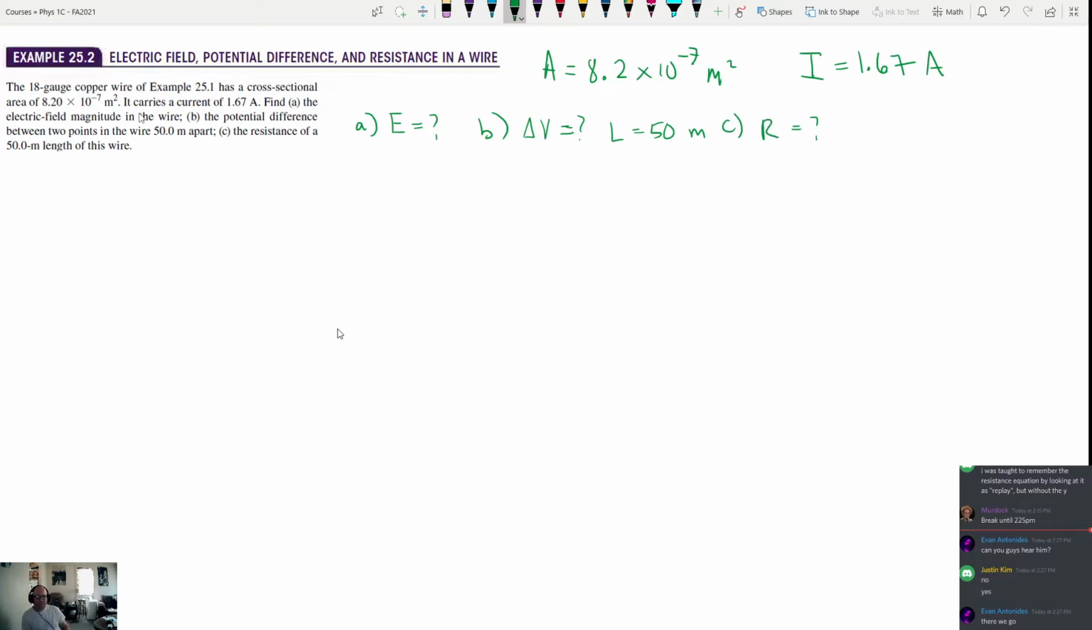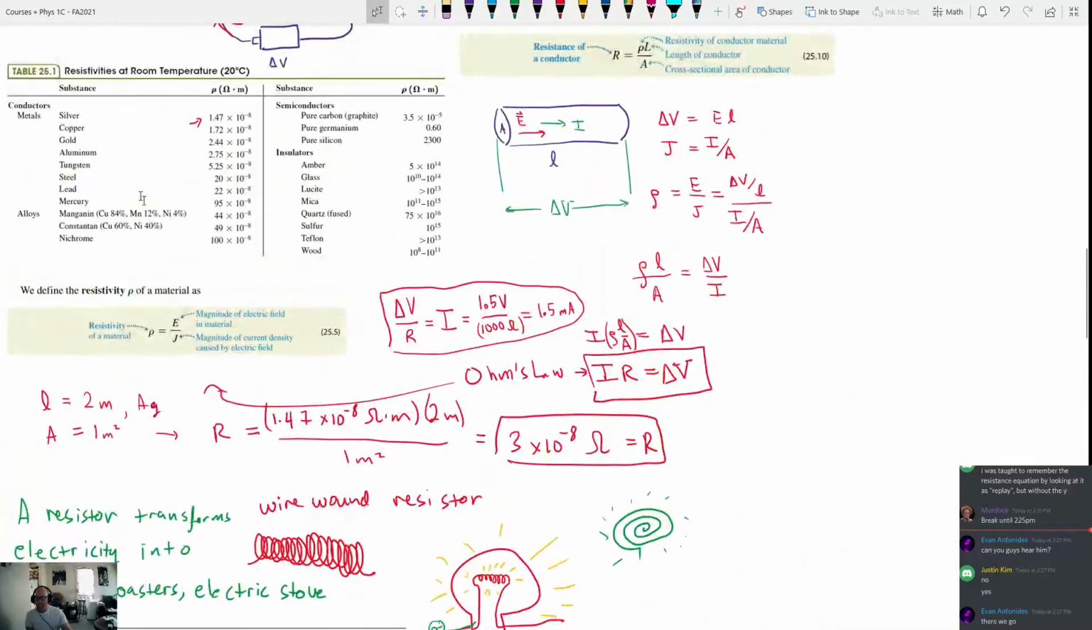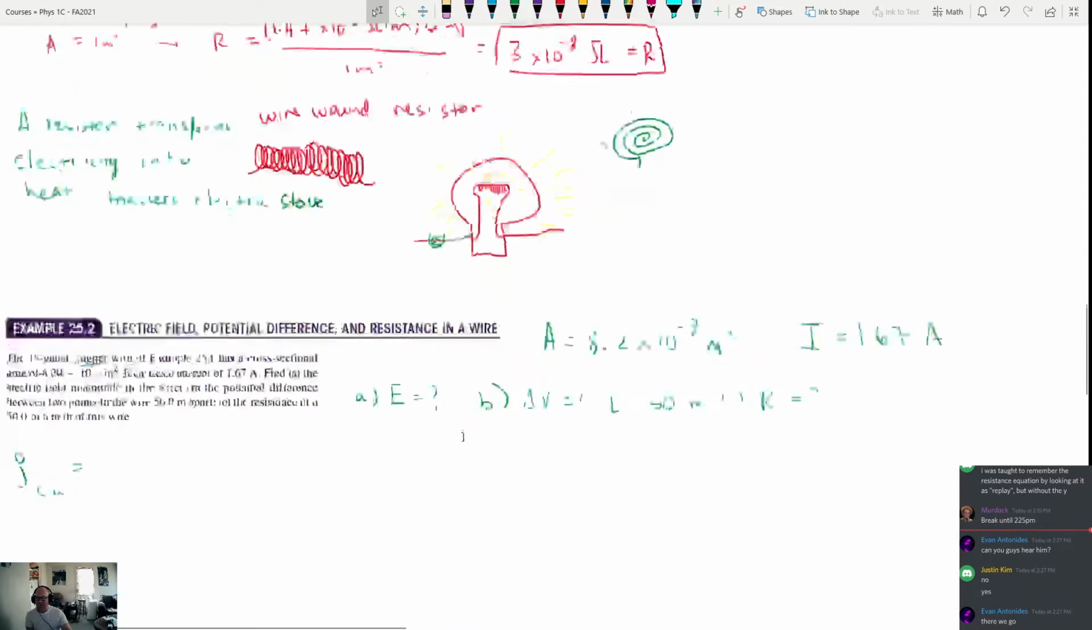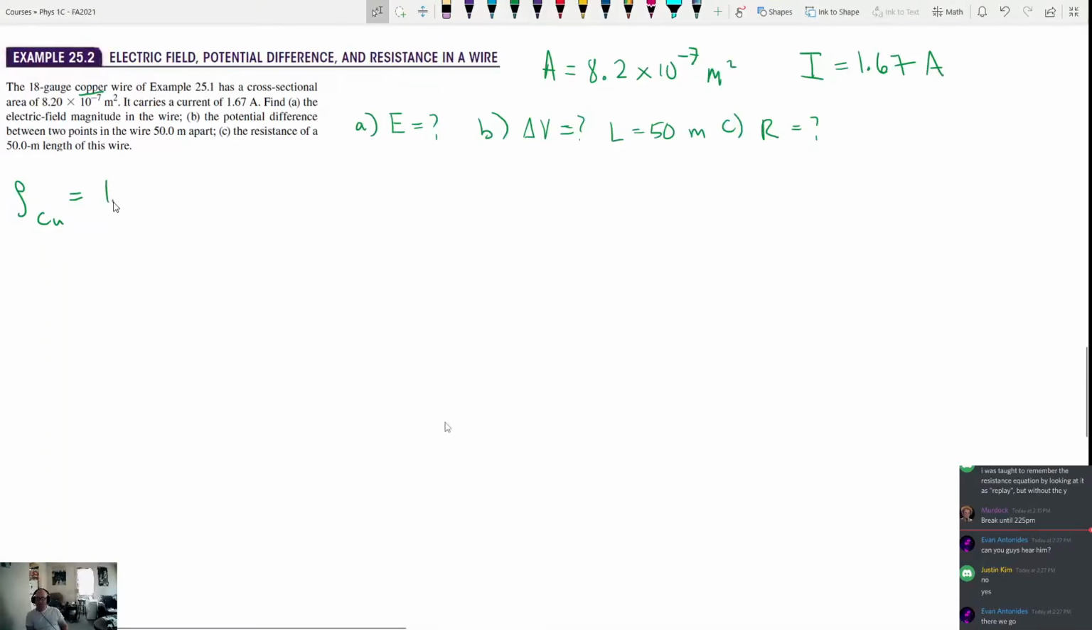Okay. So given the information we have here, we also know that it's copper, which means that we can look up the resistivity for copper from the table above, right here. Copper has a resistivity of 1.72 times 10 to the minus 8, in units of ohms times meters.